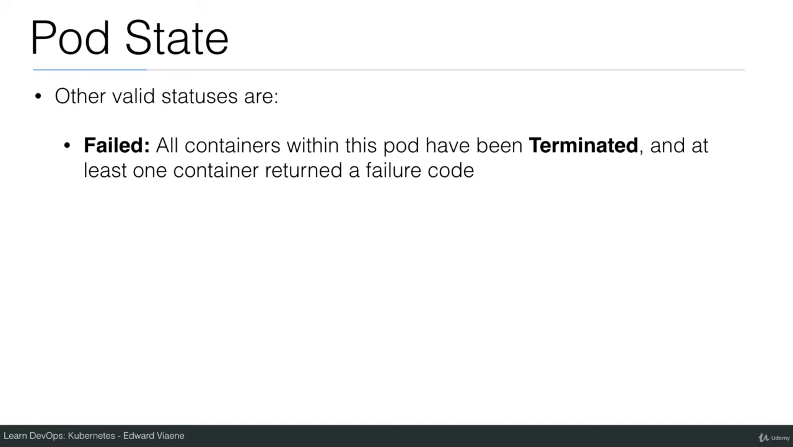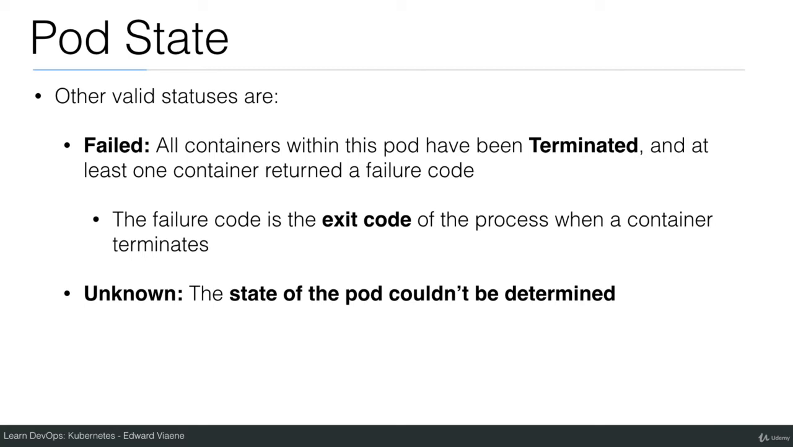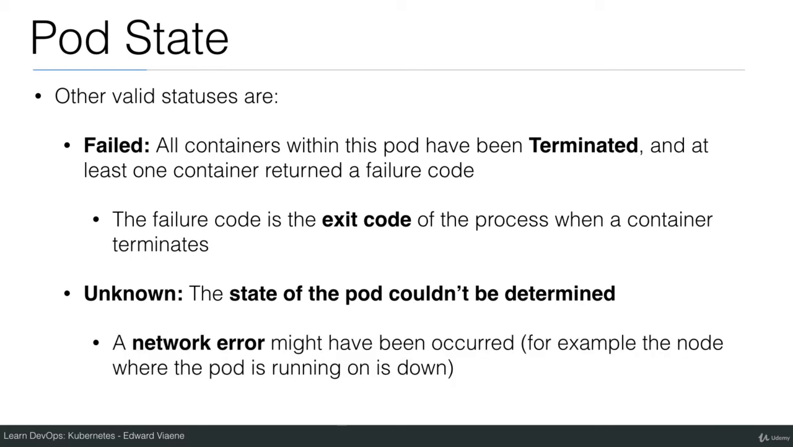Succeeded, all containers within this pod have been terminated successfully and will not be restarted. Failed, all containers within this pod have been terminated and at least one container returned a failure code. The failure code is the exit code of the process when a container terminates. So exit code 0 means OK, and all other exit codes are a failure. Also, you can have unknown, the state of the pod couldn't be determined. A network error might have occurred, for example, the node where the pod is running on is down. So these are the pod statuses.